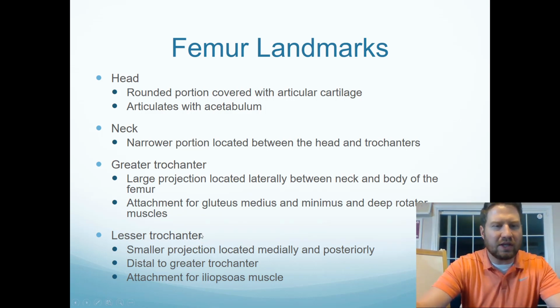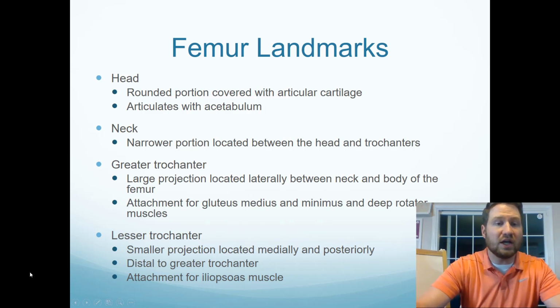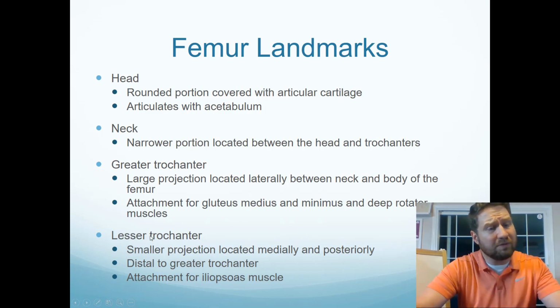We have the lesser trochanter, which is a smaller projection located medially and posteriorly, distal to the greater trochanter, and that is the attachment for the iliopsoas. Okay, so just like our humerus, we have a greater and lesser tubercle. On the femur, we have a greater trochanter and lesser trochanter. Okay, and they're roughly in the same positions. Okay.